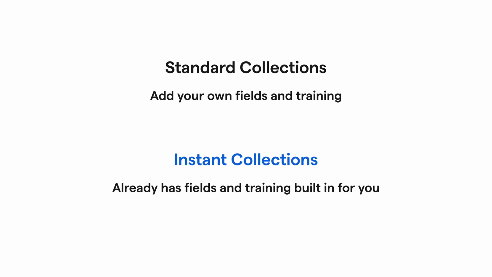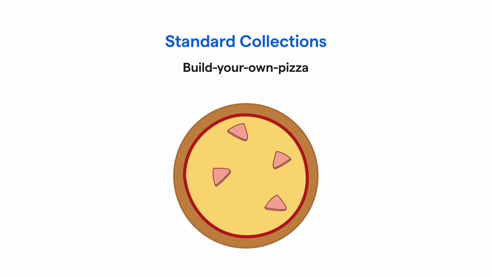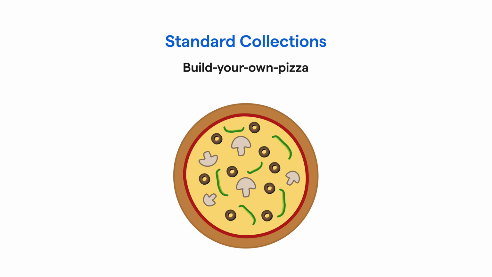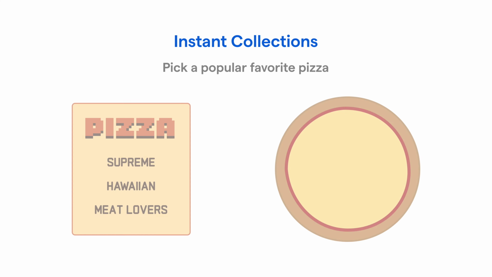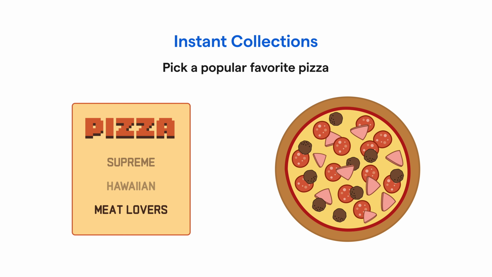As an analogy, imagine you're at a pizza place. Think of using a standard collection as choosing a build-your-own pizza option, where you can customize a pizza in any way you'd like. However, using an instant collection is like ordering from a list of popular favorites, like Supreme, Hawaiian, or Meat Lovers. The work of curating pizza toppings and their amounts has already been done for you by the pizza place.